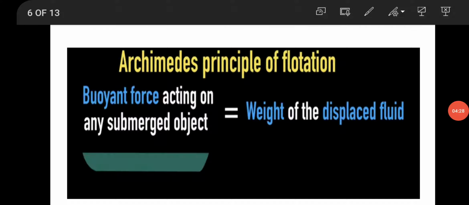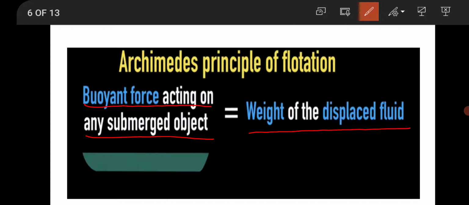Now let us define Archimedes principle of flotation. Archimedes says that the buoyant force acting on any submerged object, कोई भी object अगर liquid में immerse है और gas में immerse है, means if an object is immersed in a fluid, the buoyant force acting on that object is equal to the weight of the displaced liquid. जितना ज़्यादा liquid displace होगा उतना ज़्यादा upward force लगेगा उस object पर. That is the Archimedes principle of flotation.